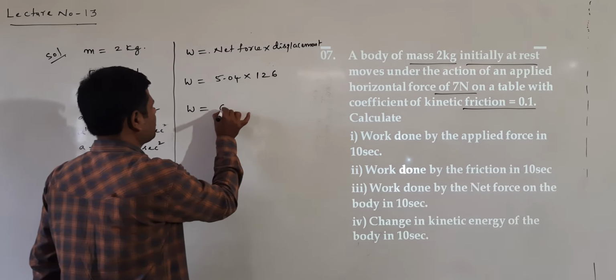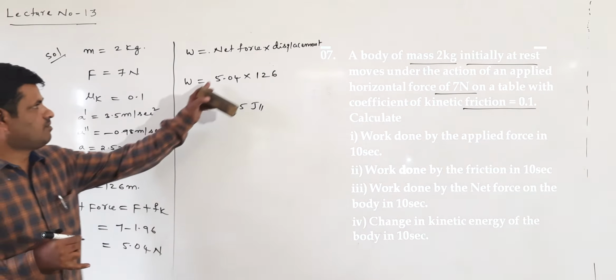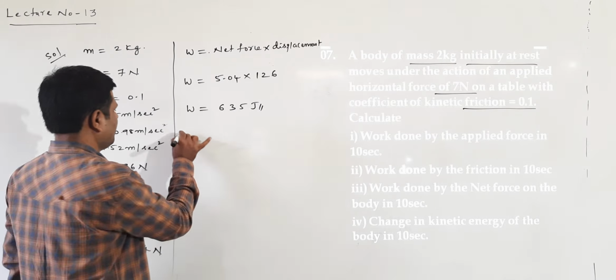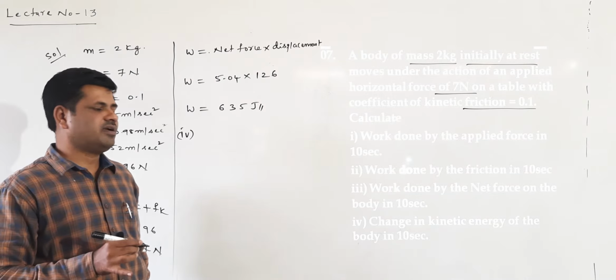This work done value is equal to 635 joules. Multiplying these, we get 635 joules. This is the third one. Next, the fourth one. What is the fourth one here? Change in kinetic energy of the body in 10 seconds.